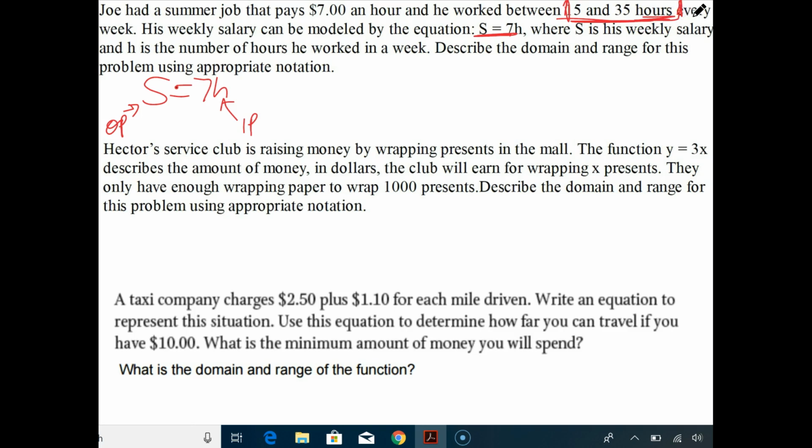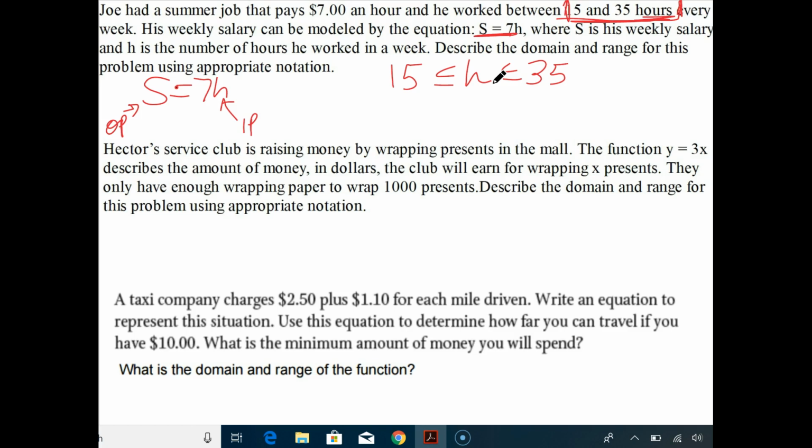So my domain, he worked between 15 and 35 hours. So he can't work no less than 15 hours and no more than 35 hours. So the domain is between 15 and 35, greater than or equal to 15, but less than or equal to 35. Then it says in the problem, what would be the range?